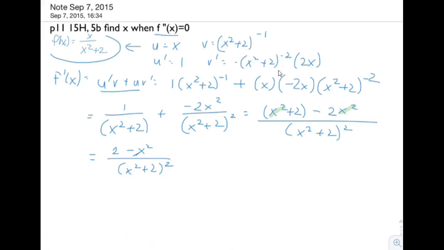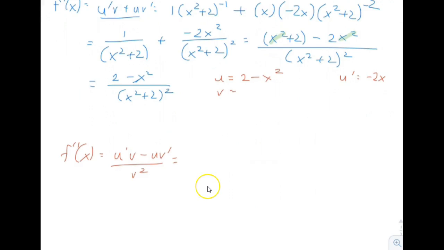Now for my second derivative, I'm going to use the quotient rule. It's getting a little bit hairy to do the product rule. So I'm going to make the numerator u equal to 2 minus x squared. The denominator v is equal to x squared plus 2 squared. And if I want to take the derivative of v, it would be 2 times x squared plus 2 times the chain rule, 2x.